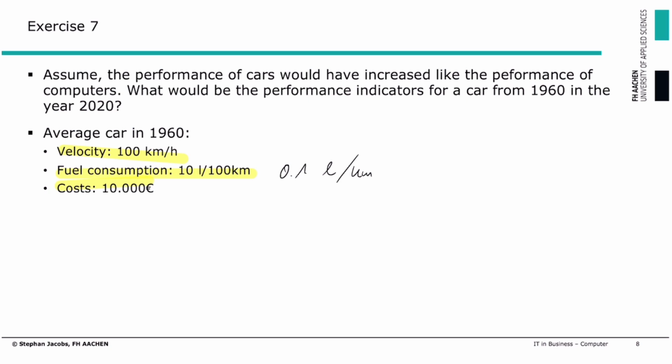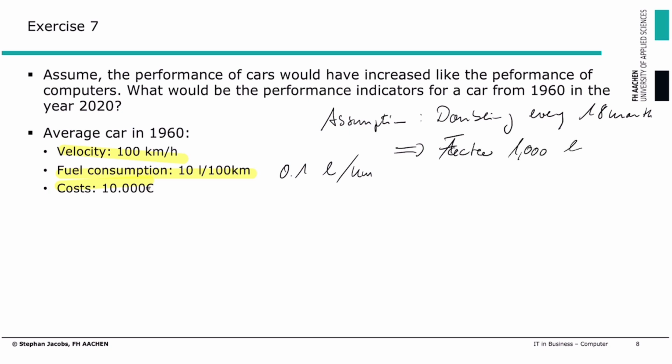Now assume that we do have a doubling every 18 months, on average during the years 1960 to 2020. What would the key performance indicators be for a car in 2020 if we had this kind of doubling? Doubling every 18 months means a factor of 1,000 every 15 years.